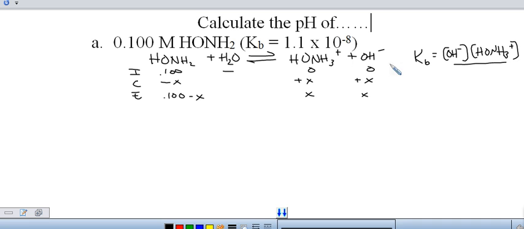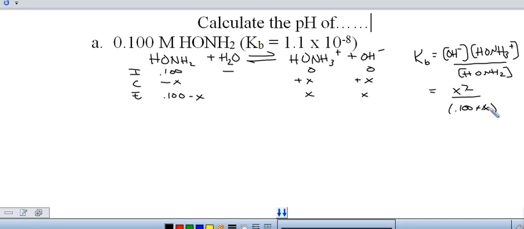One thing I just want you to be aware of, that the charges on the right side should be equal to the charges on the left side. So a plus and a minus becomes neutral, and the left side is neutral. And then I can put in my values. So x times x, or x squared, over 0.100 minus x.